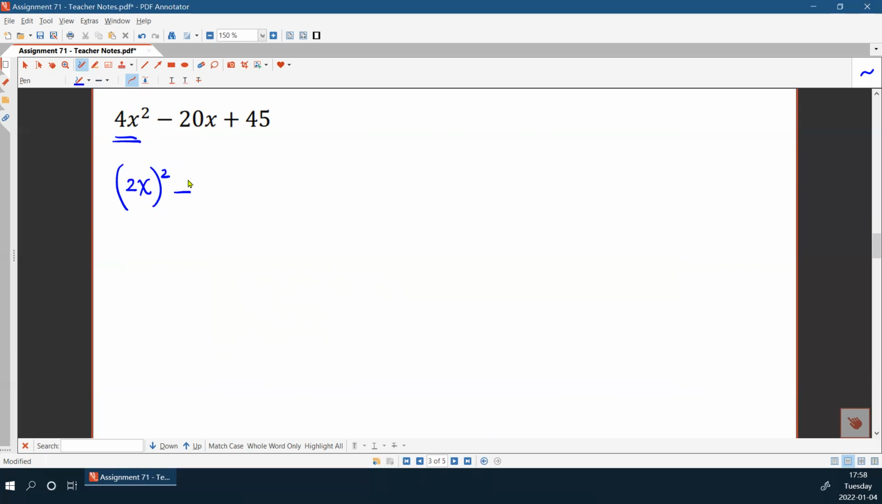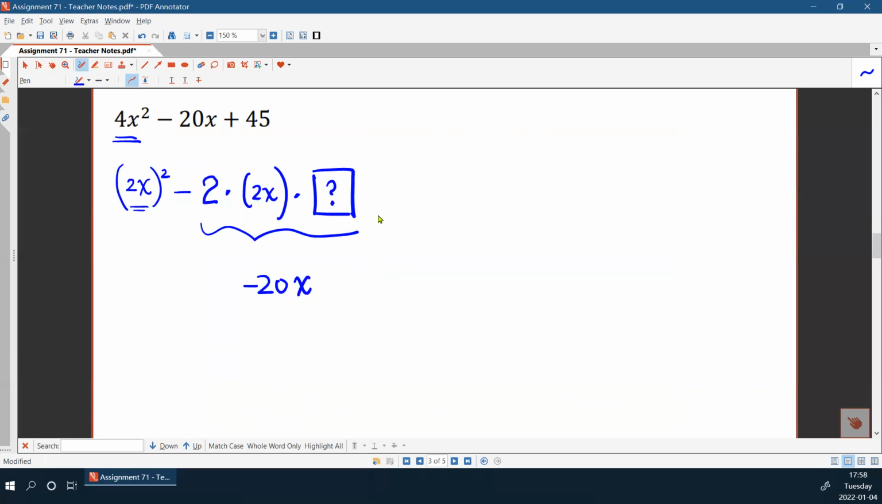Then we have the second term, which, if you write it as 2ab, a is now 2x, right? Then times a question mark. If you can find some number here, such that the second term equals negative 20x, then we can also write it as a binomial squared, right? So can you tell me what you should put in the question mark position?